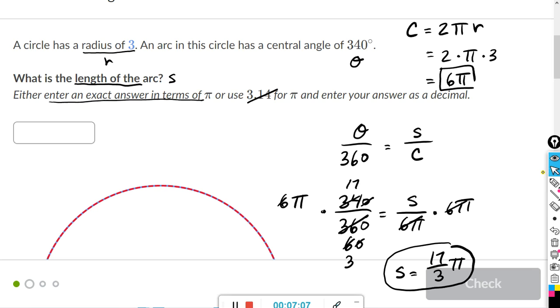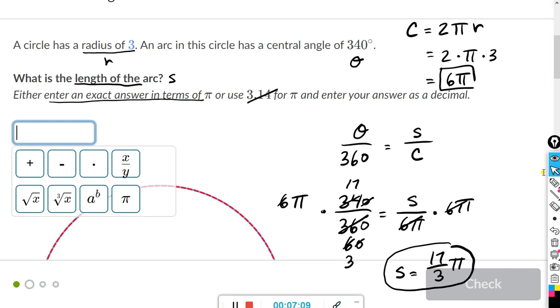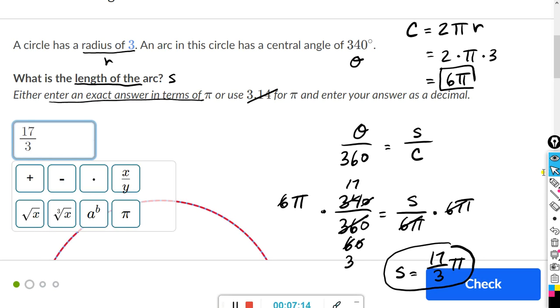Now the way to enter this in the box, first type 17/3, and it gives you the fraction, and then hit the right arrow key because you don't want to enter pi in the denominator. So either click to the right or just hit the right arrow key, and then click pi, okay? Or you can just type pi, and it will give you pi. That's 17 thirds pi.